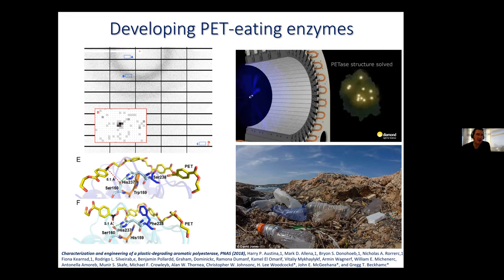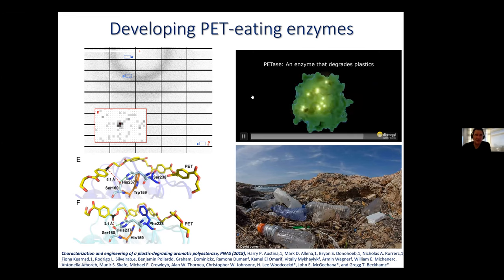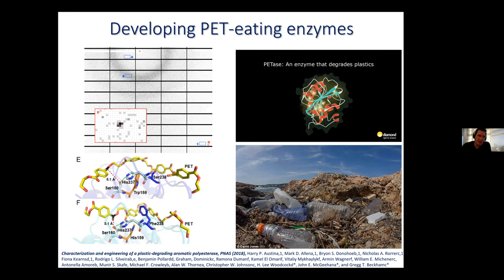And this is just the illustration of the X-rays coming in, being scattered from the sample onto this large detector. And then the image is analyzed to produce this three-dimensional structure. And the glowing parts, incidentally, are the sulfur atoms within the structure. So a very nice piece of work published in PNAS in 2018. But if you just Google plastic-eating bacteria, you'll find hundreds of stories out there in the press.